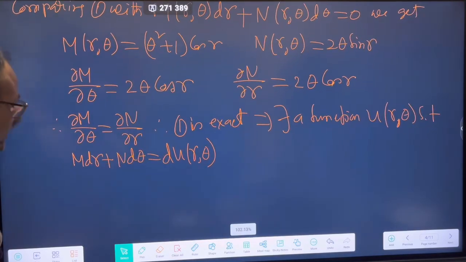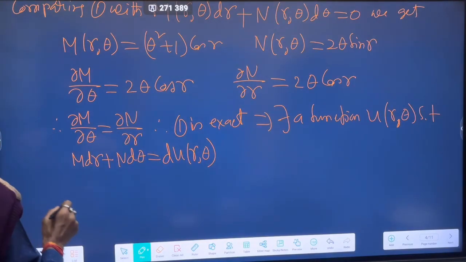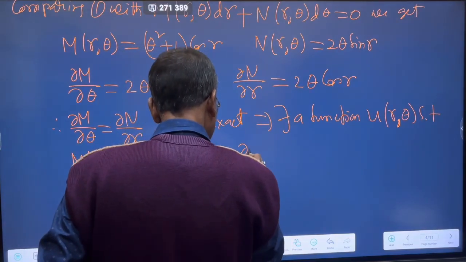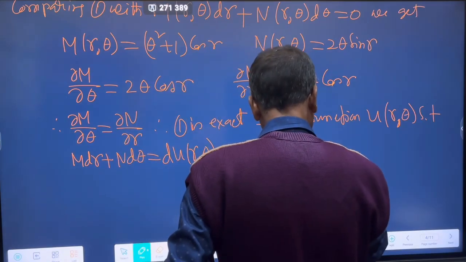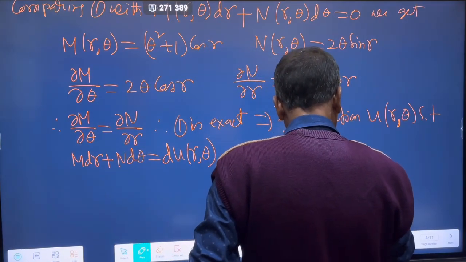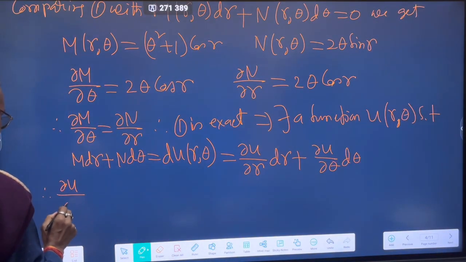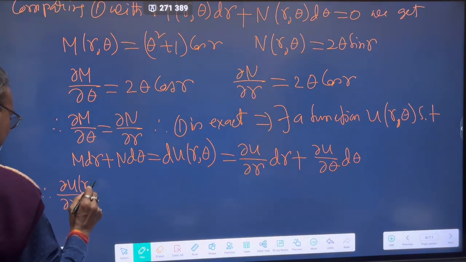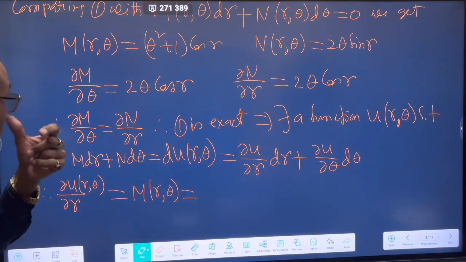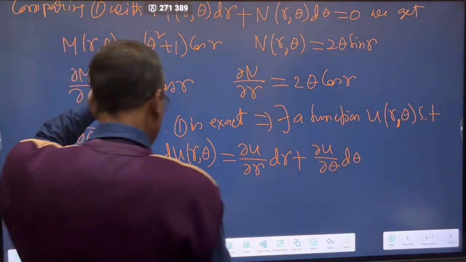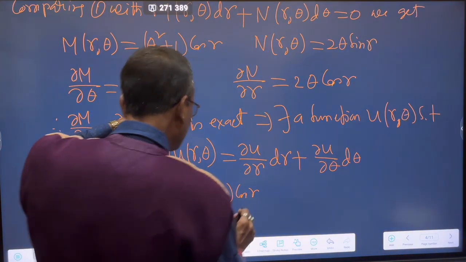u(r, θ). Therefore, du(r, θ) is ∂u/∂r dr plus ∂u/∂θ dθ. Therefore, ∂u/∂r, of course u is a function of r and θ, equals M(r, θ), which is (θ² + 1) cos r.